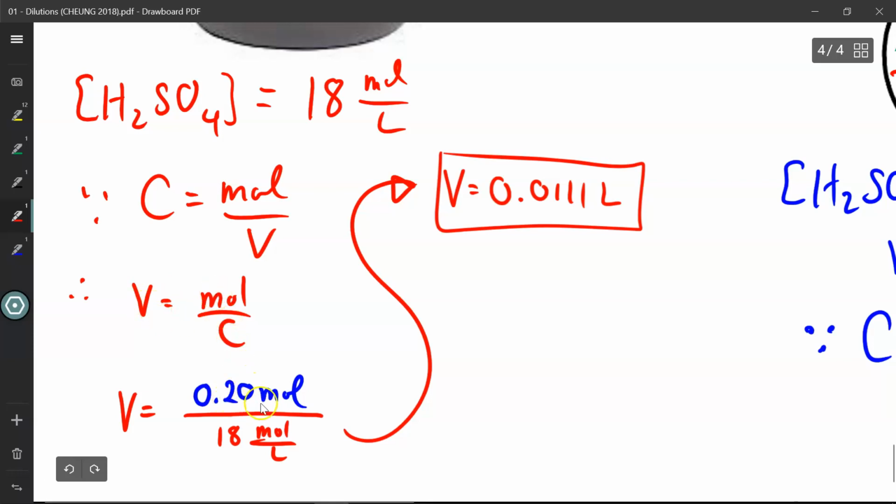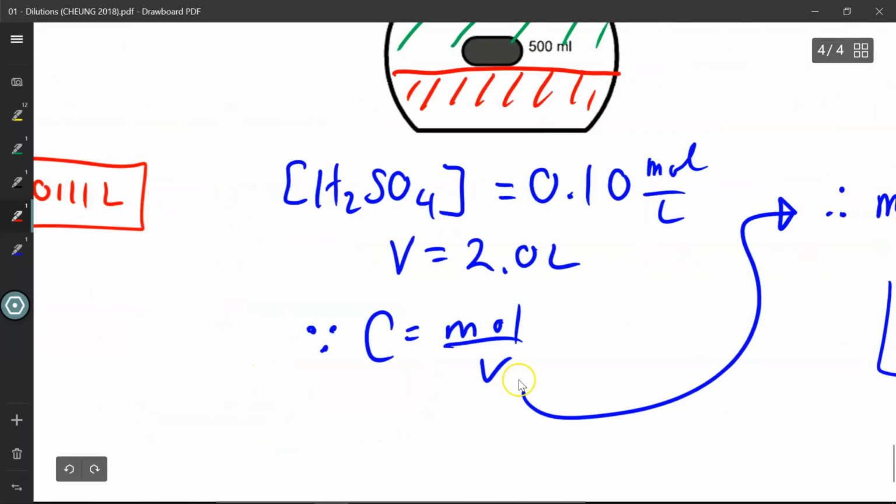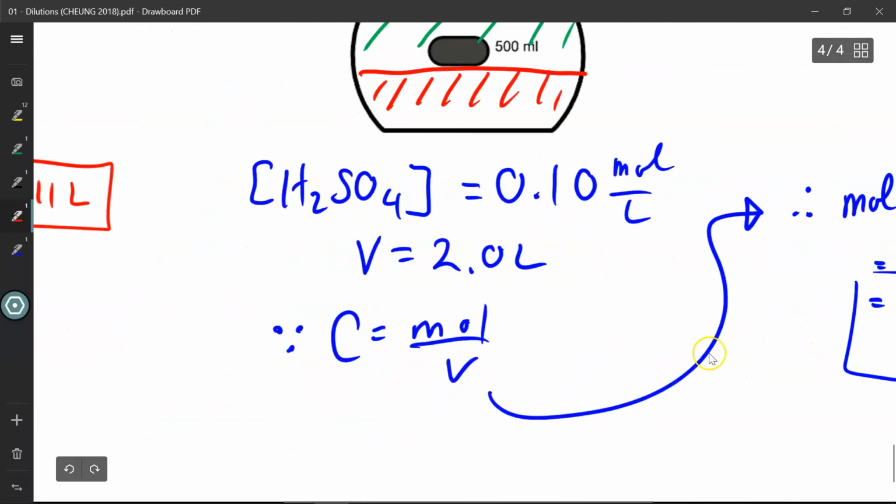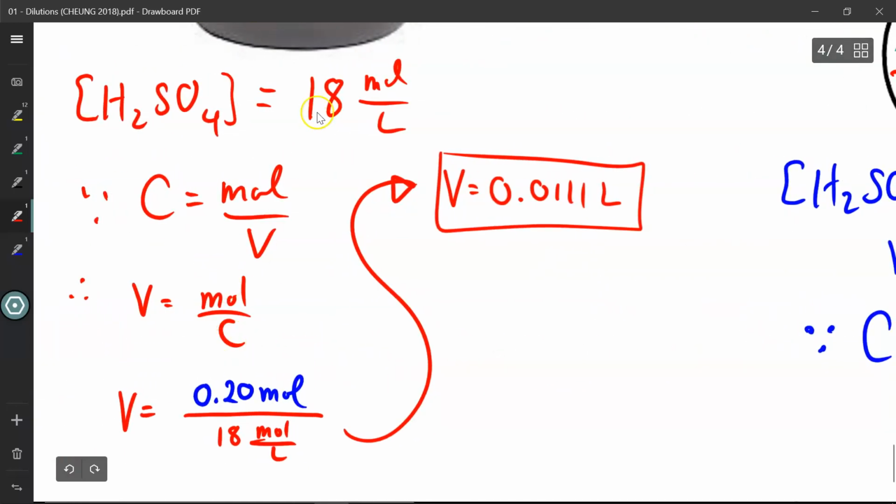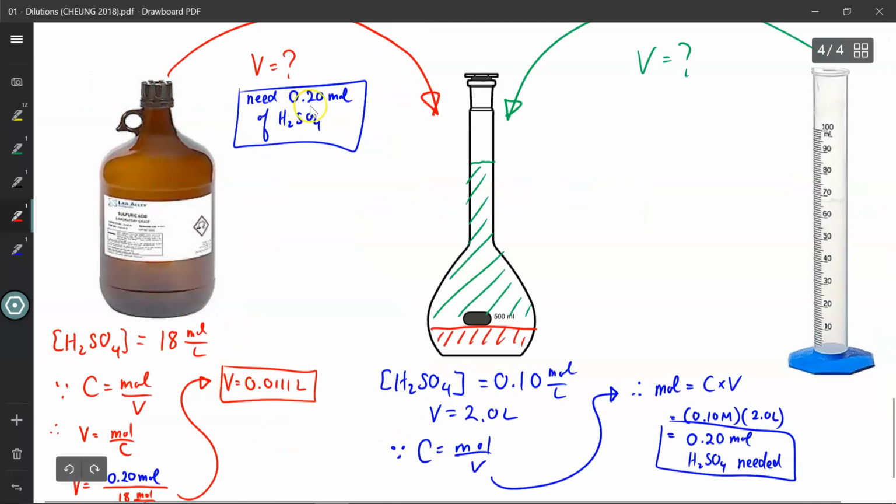I know that I need 0.20 moles of sulfuric acid. That's what I calculated over here. And the concentration for this stock solution is 18 moles per liter. When I divide these two out, I can see the moles and moles cancel each other out, and I'm left with liters, which is volume. 0.0111 liters of sulfuric acid, 18 molar, will contain the 0.20 moles of sulfuric acid that I need in this solution.